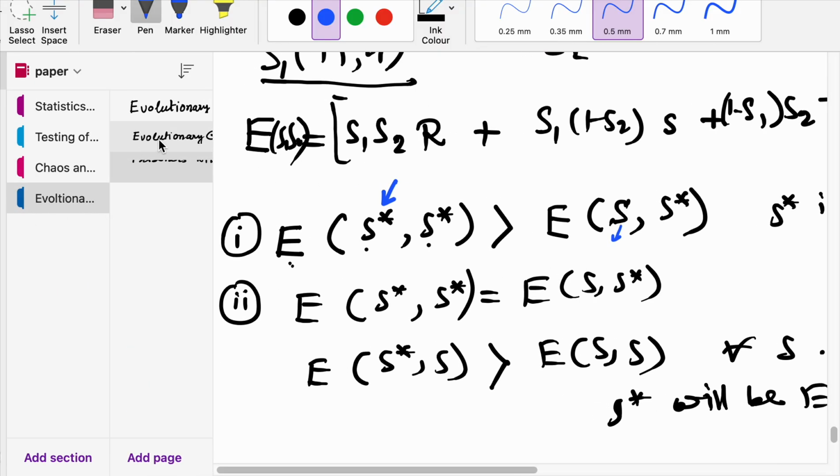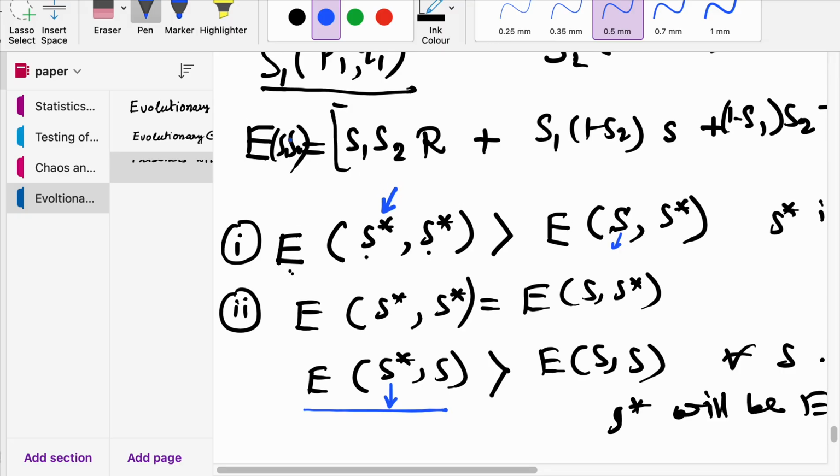And then what happens when it becomes equal? Then what else needs to be verified? We have to verify that the payoff the resident population gets on average when playing a mutant should be at least greater than what the mutant is getting when playing a mutant. Right. So when I write E(S star, S star), what does it mean? Who is playing which strategy? How to model this as a game?